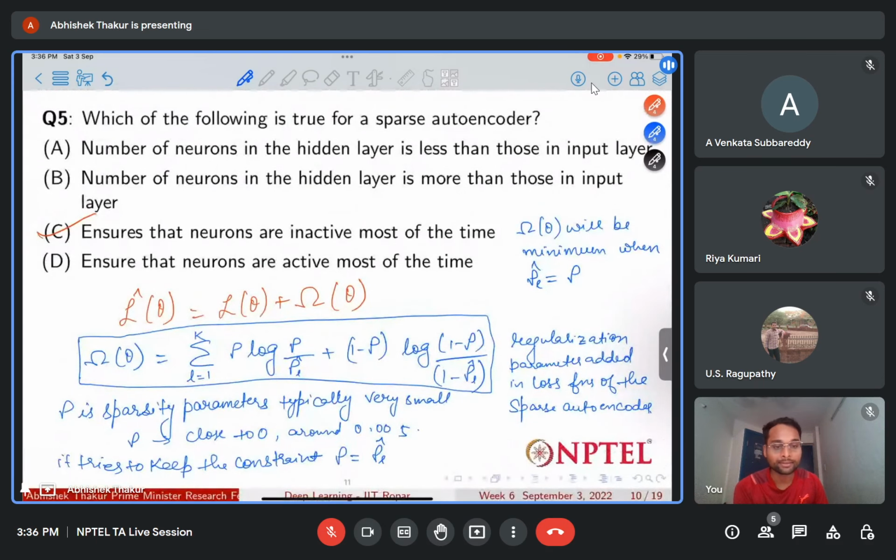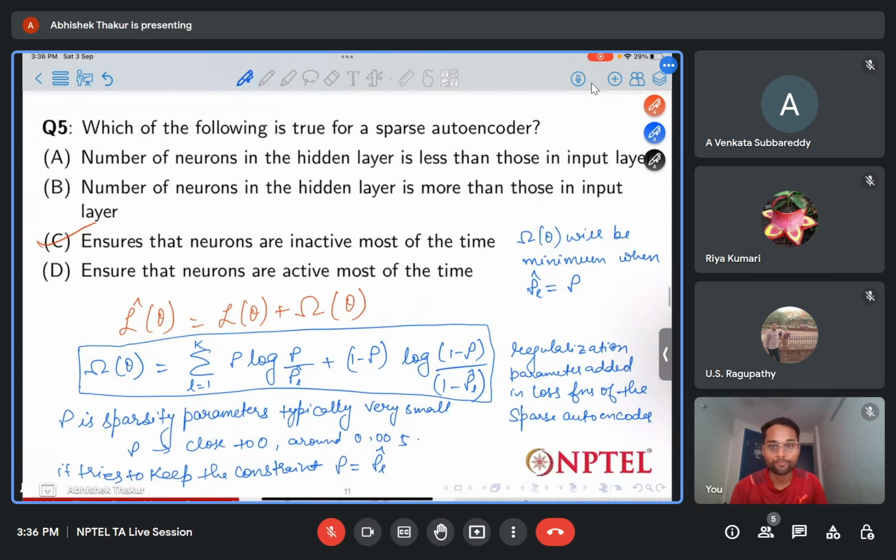So when will this regularization parameter be minimum? When rho l hat is equal to rho. And if this is minimum, then our L hat theta will also be minimum, so the loss function will be minimum. And in a sparse autoencoder, rho is typically very small. It is kept at like 0.002, near zero only.